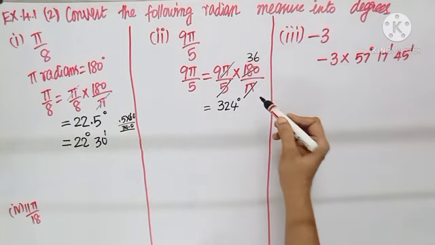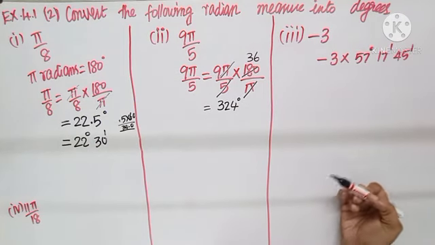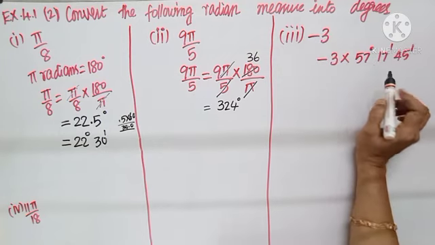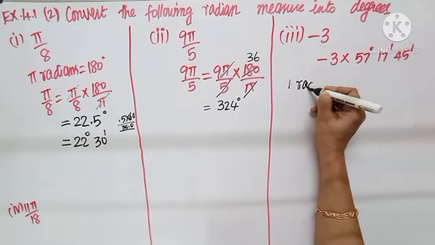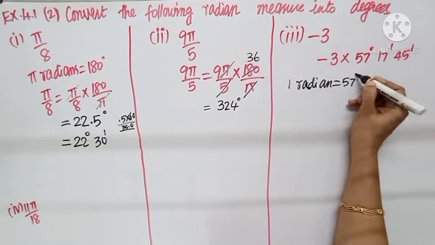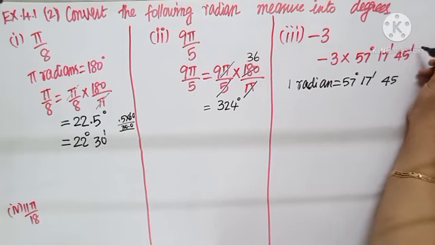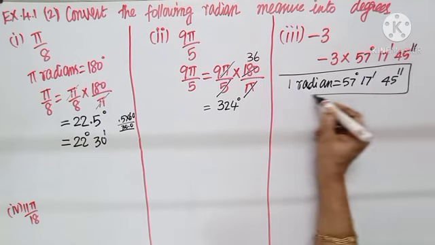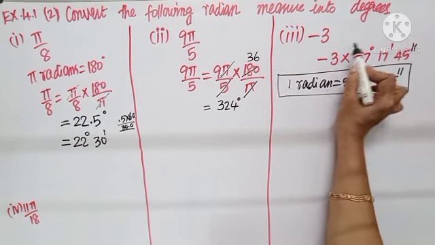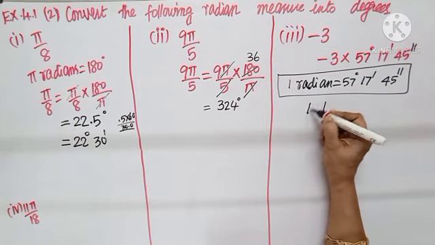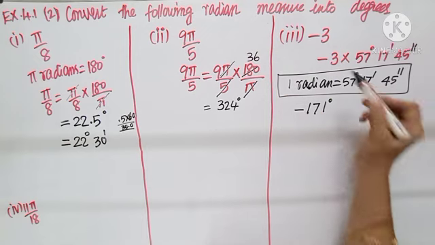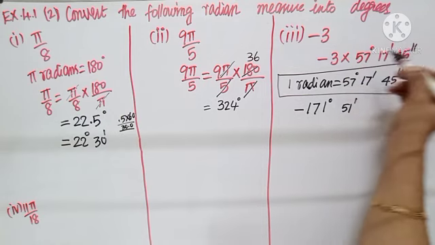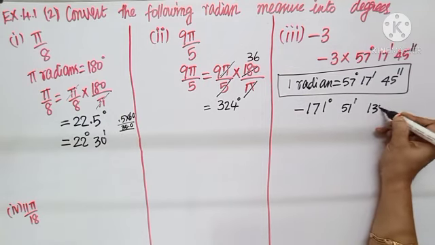So cancelling pi is easy for me. But if they give you a number like this, multiply by the conversion. We remember 1 radian equals 57 degrees, 17 minutes, 45 seconds. So let us use this formula here. Multiply by minus 3. Minus 3 into 57 is 171 degrees. Minus 3 into 17 minutes is 51 minutes. Minus 3 into 45 is 135 seconds.